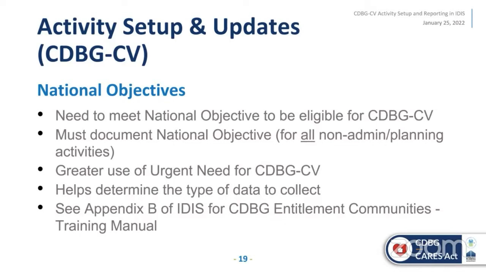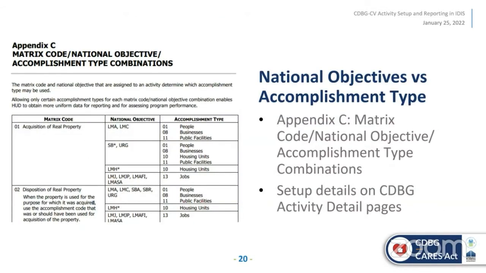Oops. There we go. Right. And so when you go to Appendix C, then you'll get everything together, the matrix code, the national objective, and the accomplishment type. And this is worth noting because quite a few grantees will get some part of this out of order, and then when it comes to putting in their accomplishments at the end, you're kind of stuck because you hadn't either been counting the right things or you just don't know how to put in the data for what happened.